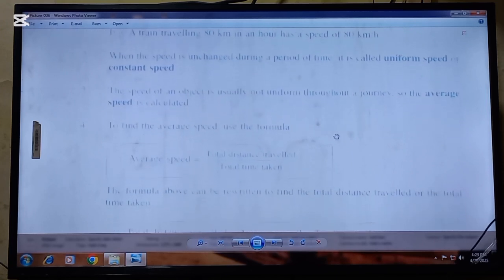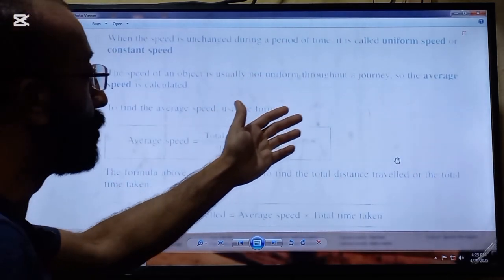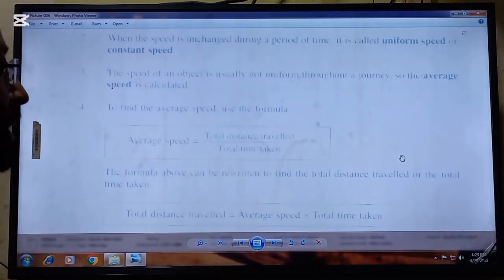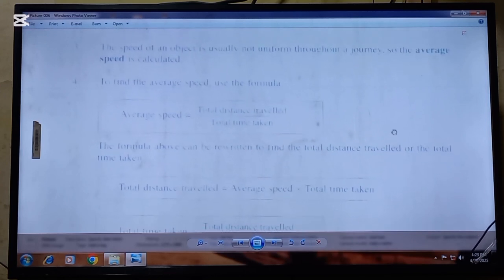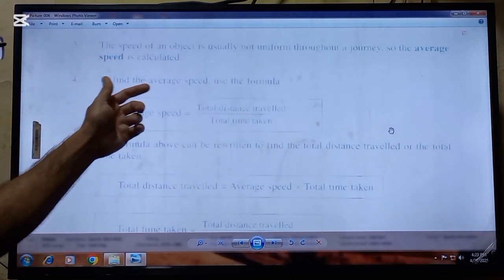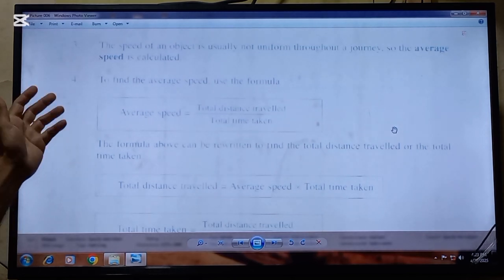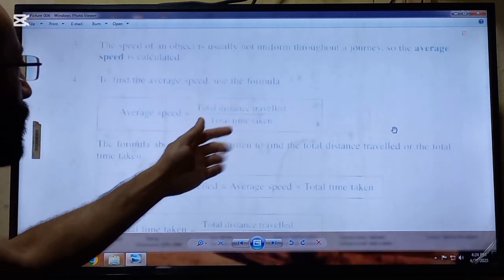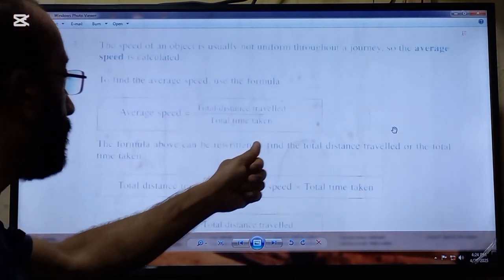The next point to remember is the speed of an object is usually not uniform throughout the journey. So the average speed is calculated because this is a common experience. Speed is constantly changing even if you are moving on a motorway. Next point to remember is, to find the average speed, use the formula. So formula for this average speed is total distance over total time taken.